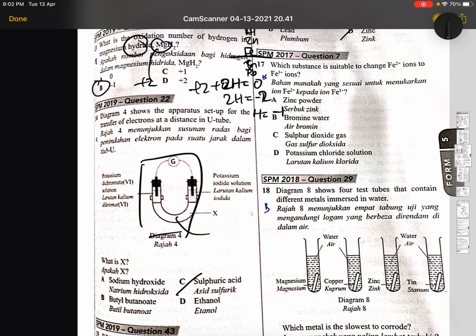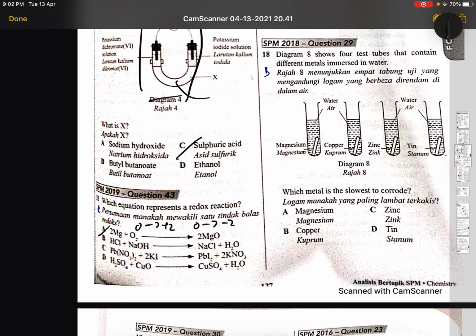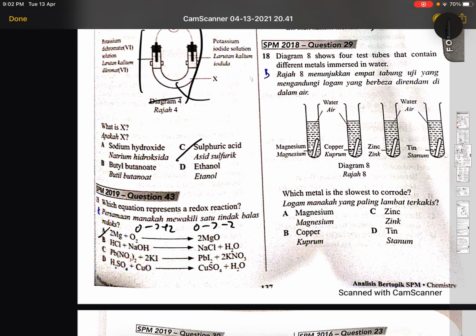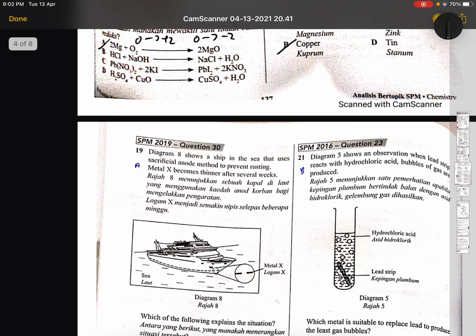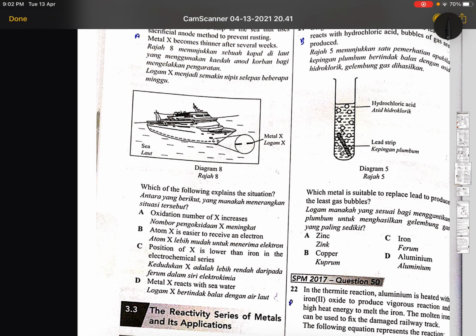Which is suitable to change Fe2+ ions to Fe3+ ions? Since the oxidation number is increasing, we need to find the oxidizing agent. Zinc powder is reducing. Bromine water is oxidizing. Sulfur dioxide gas is reducing. Potassium chloride is reducing. So the answer is B. Which metal is the slowest to corrode? If they ask you a question like this, the one that takes the longest to corrode is the least reactive metal. Tin, zinc, and magnesium are known to be very reactive, so the answer is copper.